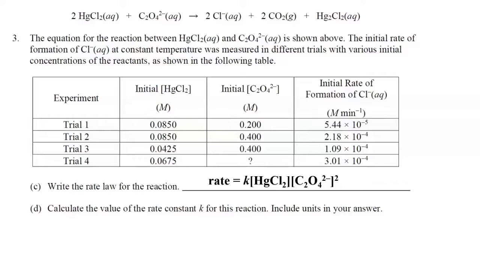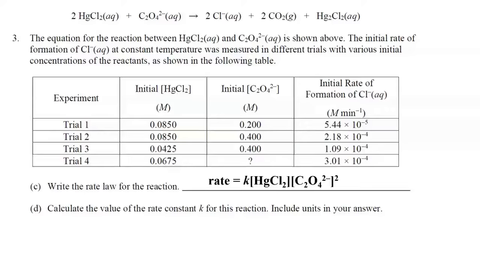All right, now in part D, now that we have a rate law, calculate the value of the rate constant k for the reaction. Include units in your answer. So because they carried out all of these trials at the same temperature, that means that I should get the same value for the rate constant k no matter which trial I choose. Now I can't use trial 4 because I don't have enough information, but I can use the data for trial 1 or trial 2 or trial 3, and I should get the same value for the rate constant k.